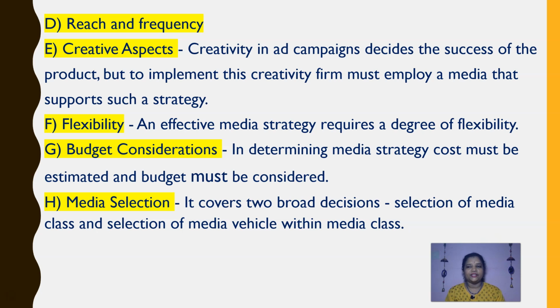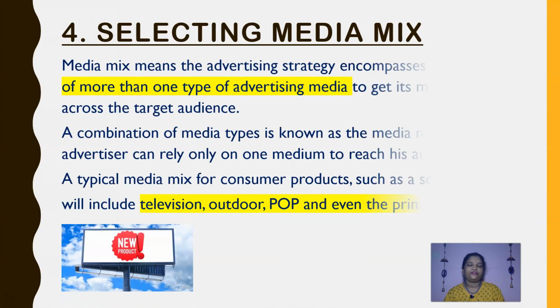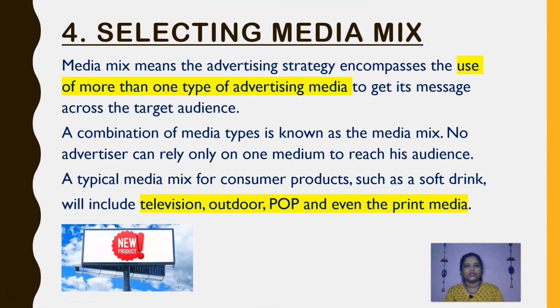Then budget considerations. In determining the media strategy, cost must be estimated and budgets must be considered. Then media selection. It covers broadly two decisions. One is selection of media class and also the media vehicle in that particular class. The fourth step is a selection of media mix, so the use of more than one type of advertising media, as I already mentioned. So a company would decide whether it would go for print or podcast or TV or internet, or do they exclusively want to do email promotions? What is it that they want to do?